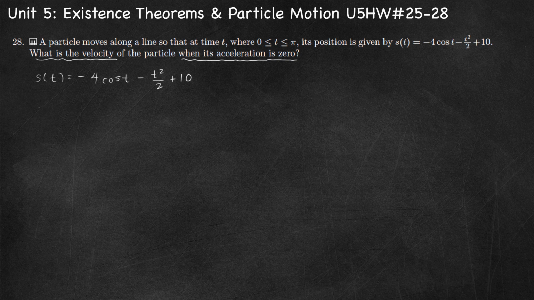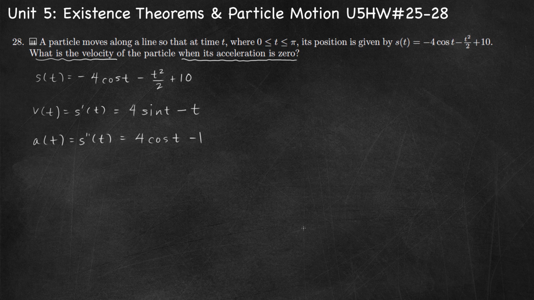So s prime of t is velocity. And that is going to be, so the derivative of cosine is negative sine, so we get 4 sine t, because of that double negative. And then t squared over 2, that derivative becomes 2t over 2, or just minus t. And the derivative of the 10 just becomes 0. Acceleration, that's my second derivative of position. Derivative of sine is cosine, so I have 4 cosine t minus 1.